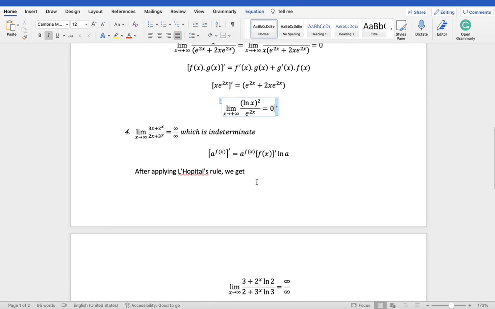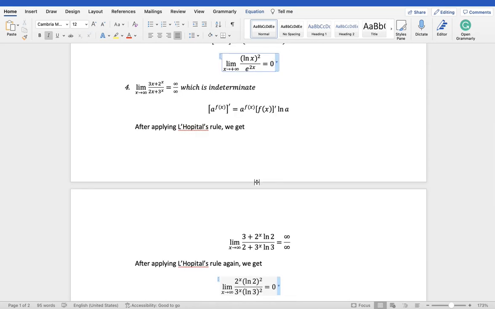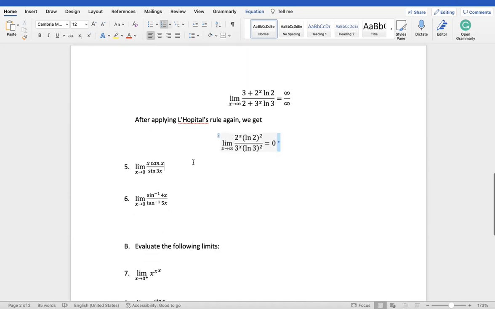Let's move on to sub question 5. So now for sub question 5, we have the limit as x tends to 0 of x tan x over sine 3x. So substitute the value of x here and tell me what you get.